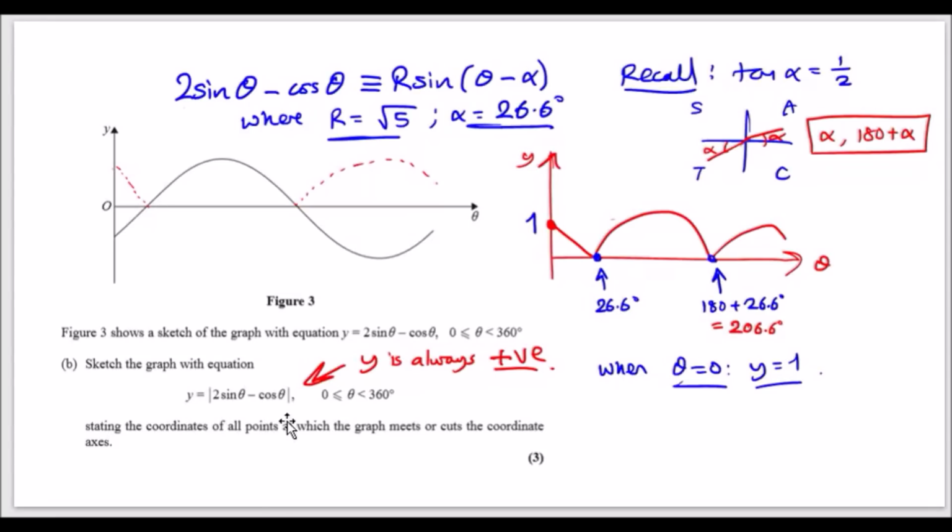Now to find where it actually hits, thankfully we could just replace this equation with the root 5 sine of theta minus alpha.